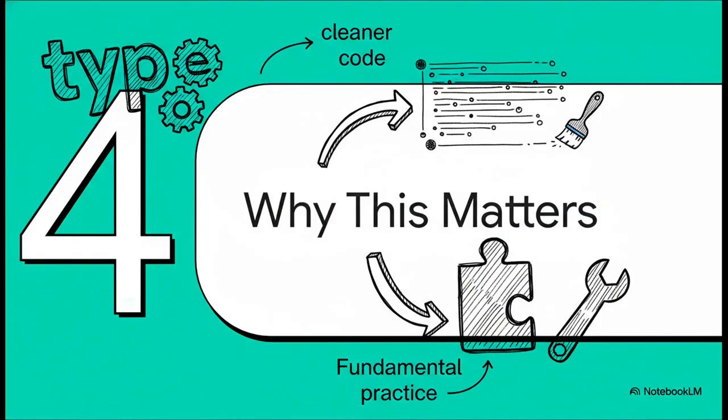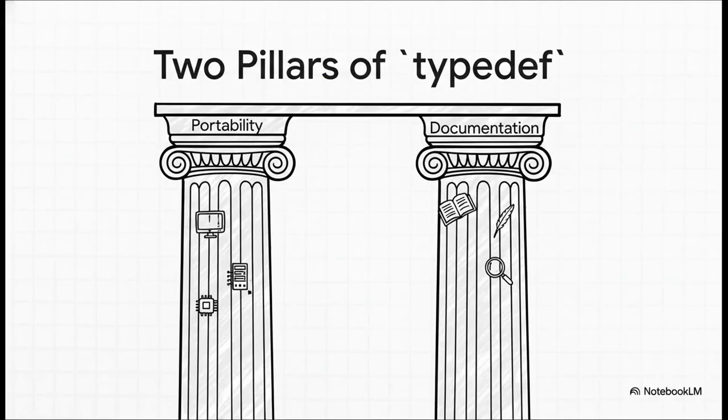So we've seen how typedef can make our code look a lot nicer. But you might be thinking, okay, so it's prettier, big deal, right? Well, it's actually a huge deal. The benefits go way beyond just looks, and there are a couple of core reasons why this is such a fundamental practice in professional C programming. In fact, if you go back to the C Programming Bible by the legends Kernighan and Ritchie, they say the reasons for using typedef really come down to these two major pillars, portability and documentation.